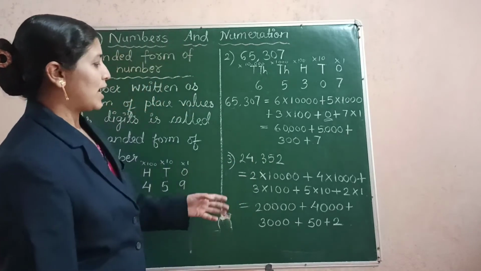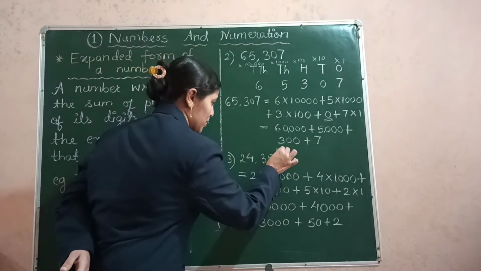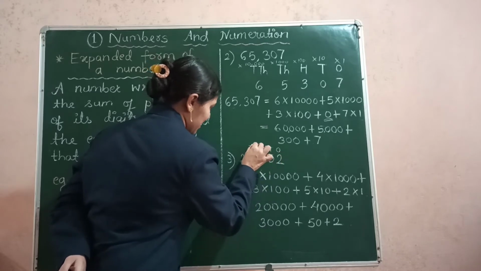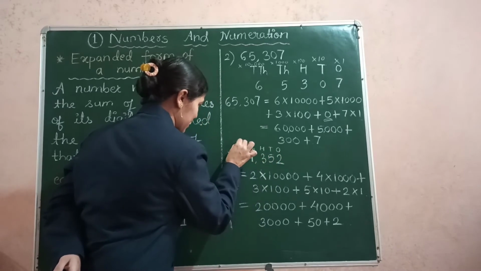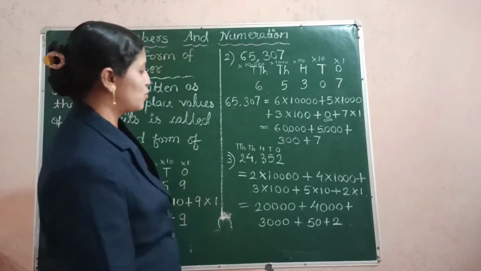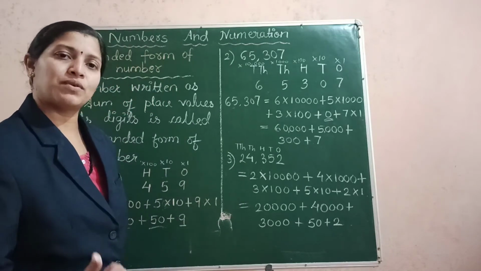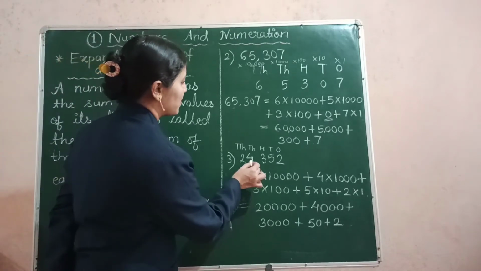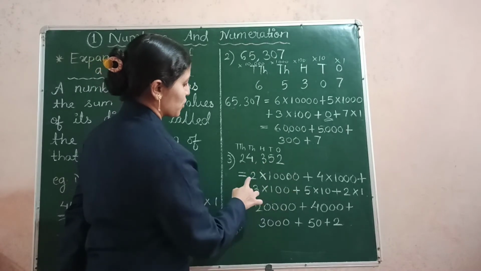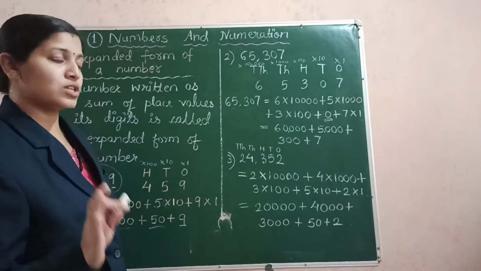The next is 24,352. So I have not written the place value chart here. We will write it over here. This is in ones place, this is in tens place, this is in hundreds place, this is in thousands place, and 2 is in 10,000 place. So what are we going to do? Since 2 is in 10,000 place, we are going to multiply it with 10,000. Just count how many digits, 1, 2, 3 and 4. So 4 zeros. 2 into 10,000. 10,000 is having 4 zeros.